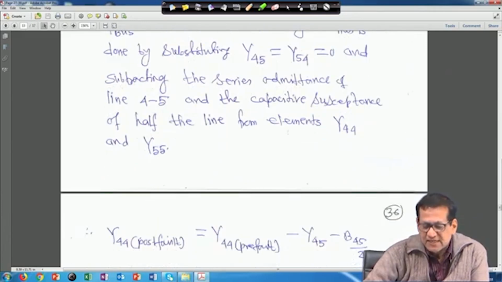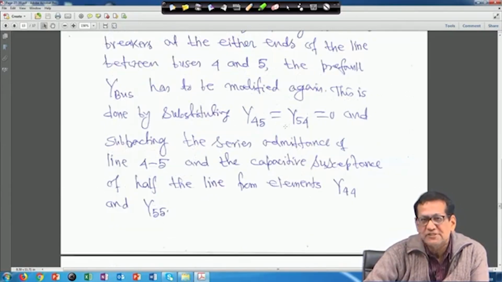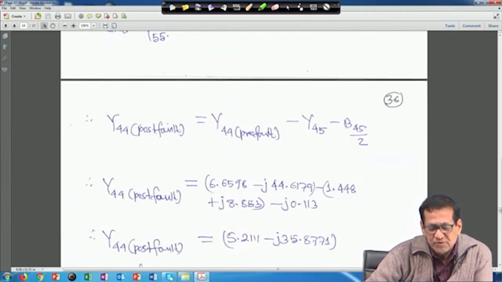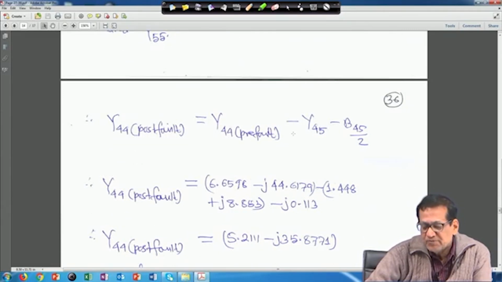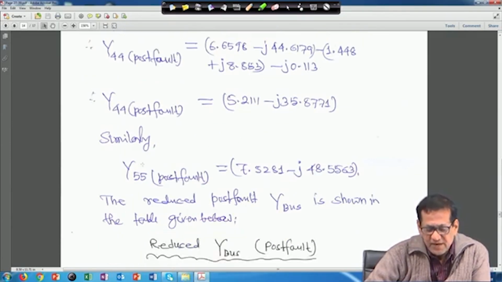So, that means you are subtracting the series admittance of line 4 5 and the capacitive susceptance, half of the line, from elements Y 4 4 and Y 5 5. So, this will be changed. First thing is Y 4 5 and Y 5 4 will be 0, and second thing, the diagonal elements Y 4 4 and Y 5 5 you have to change. So, Y 4 4 post fault will be Y 4 4 pre fault minus Y 4 5 minus B 4 5 by 2. Whatever it comes, that is actually 5.2111 minus J 35.8771, right. Similarly, Y 5 5 post fault you will get 7.5281 minus J 48.5563, right.